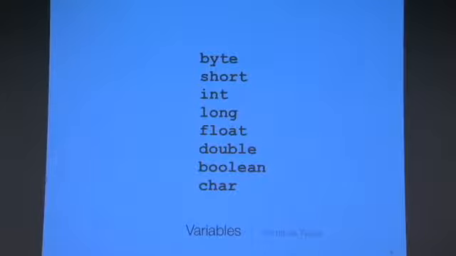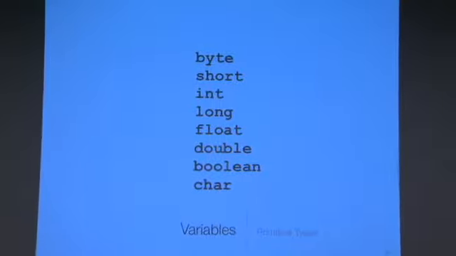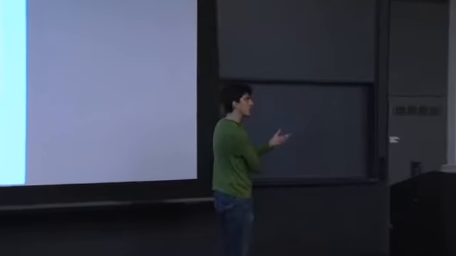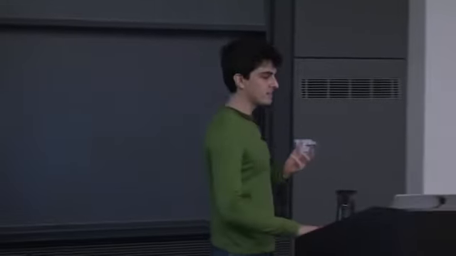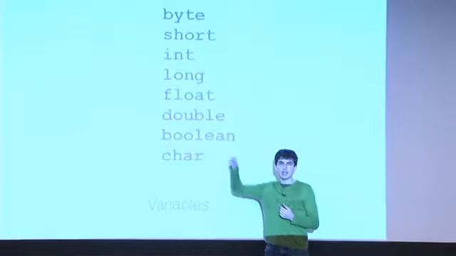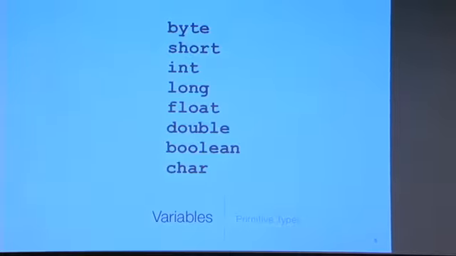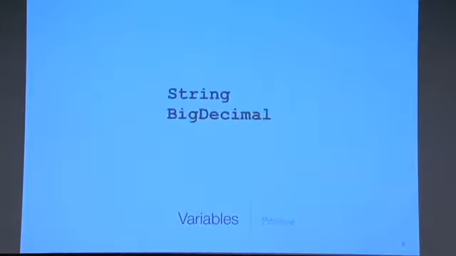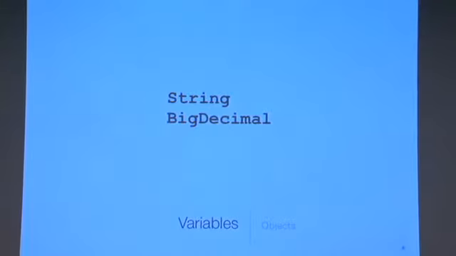Now, one thing that you will notice is missing from this is a string type. There's no string primitive type in Java. If we wanted to work with a string, we actually have to use an object that is called a string. And the way that you can tell a difference between a primitive type, which looks like this, and an object or a class is that the object or a class will always start with a capital letter.